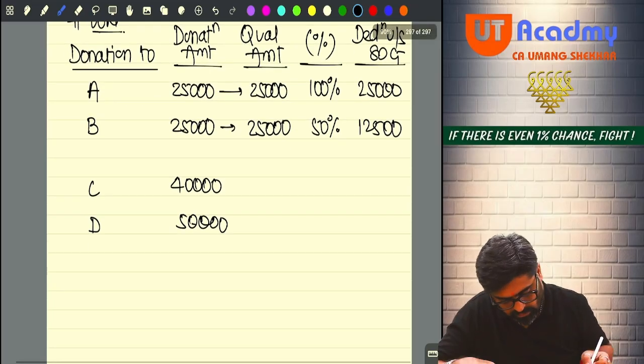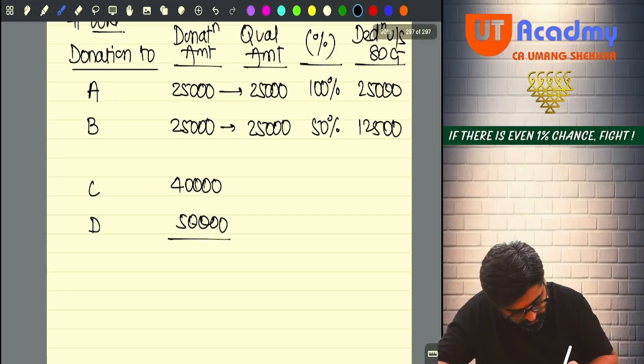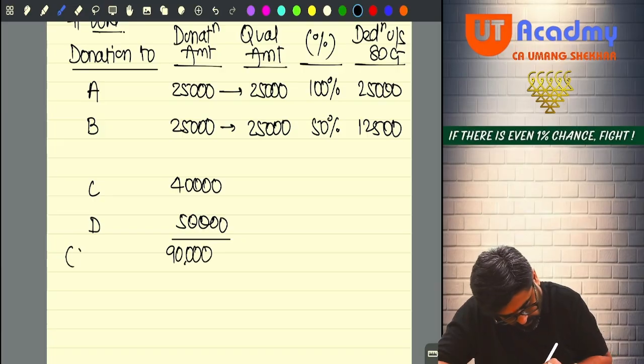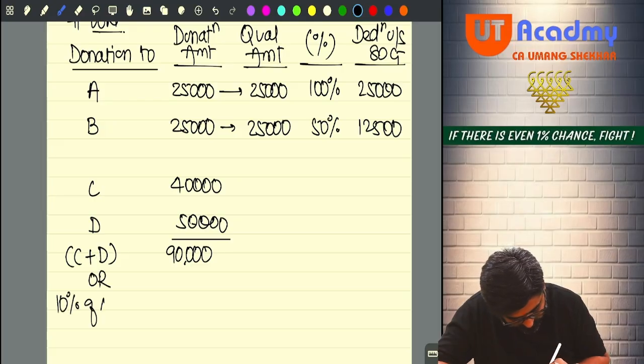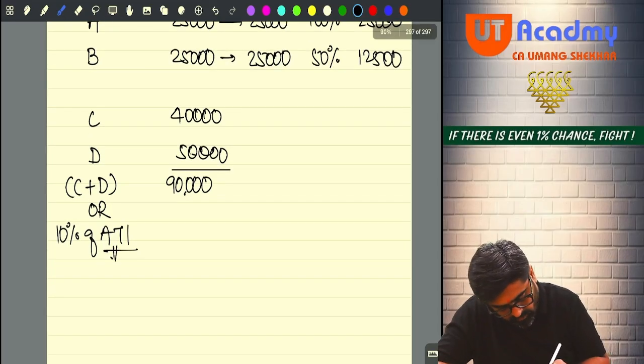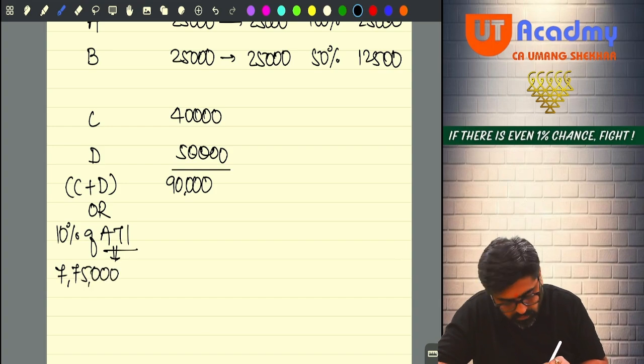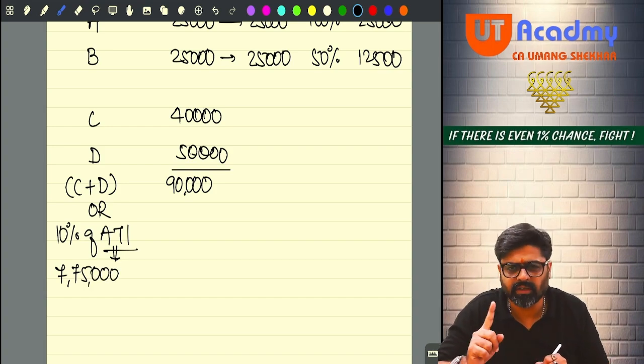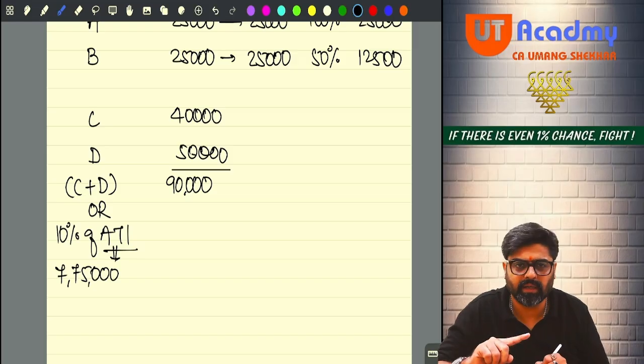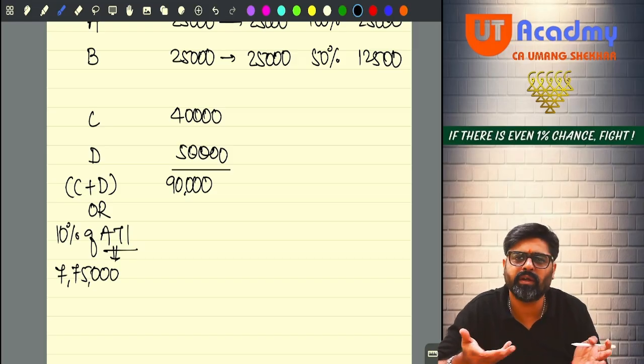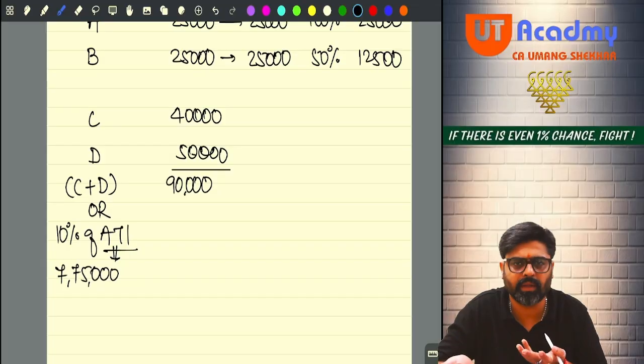Now category C and D both taken together is how much? 90,000. So C plus D total is 90,000, will be allowed subject to 10% of adjusted total income. So to calculate adjusted total income, I will first take 7,75,000 GTI. Is there any STCG 111A? No. Is there any LTCG 112A? No. So no need to deduct those amounts because those are not there only.